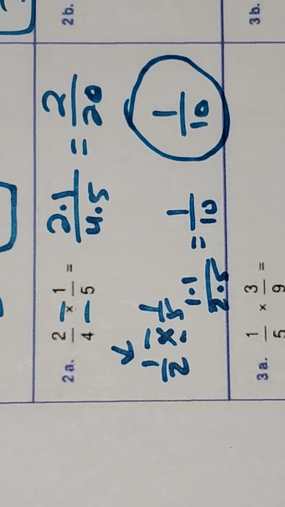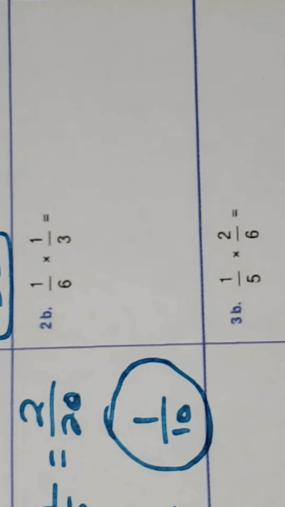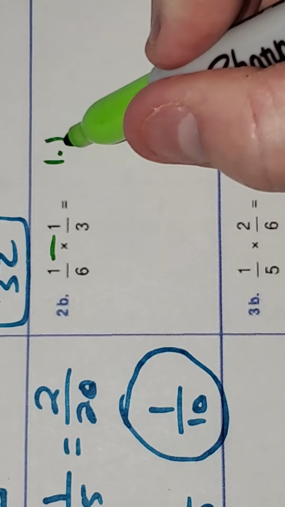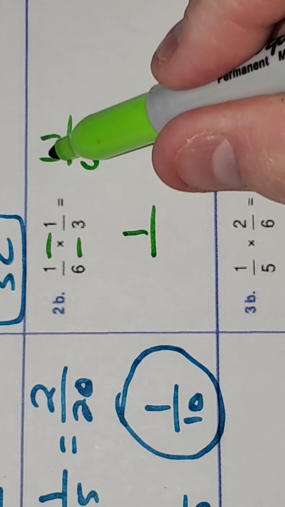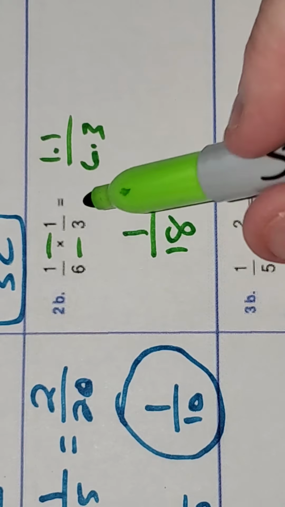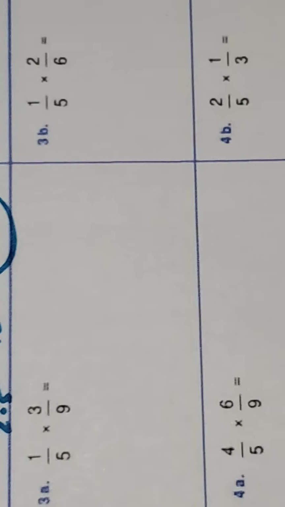Okay, let's move into our next problem. All right, there's nothing to reduce here, so straight up, 1 times 1 over 6 times 3. 1 times 1 is 1. 6 times 3 is 18. And since that's not going to reduce any further, we're going to be finished with the problem.